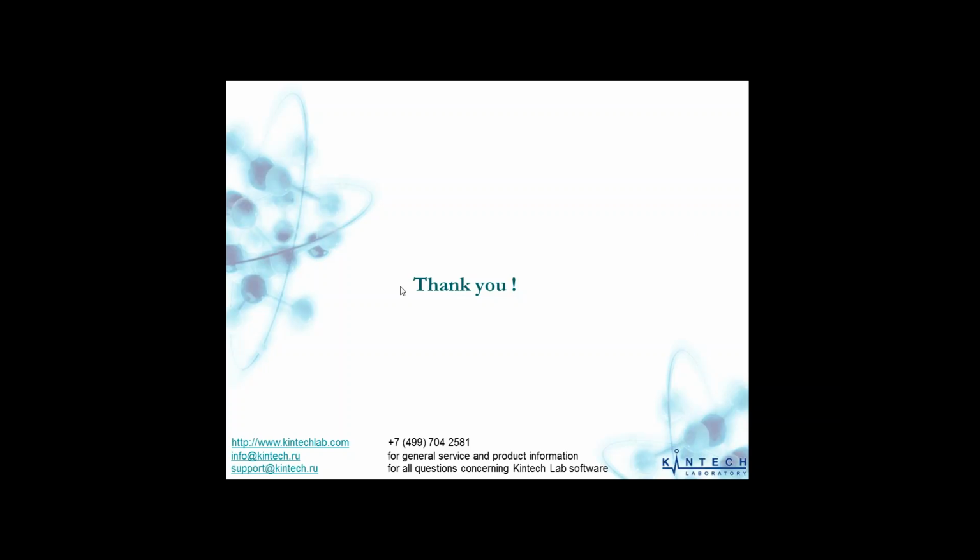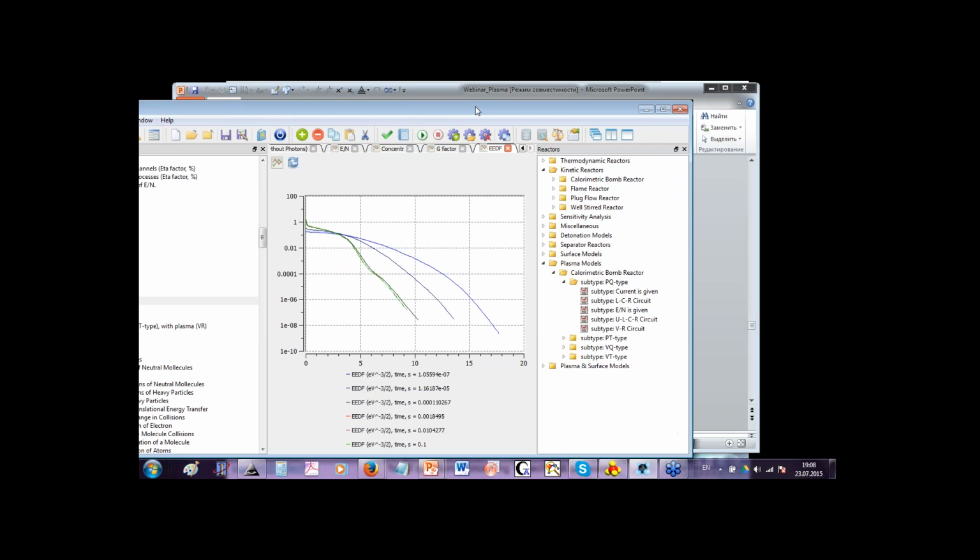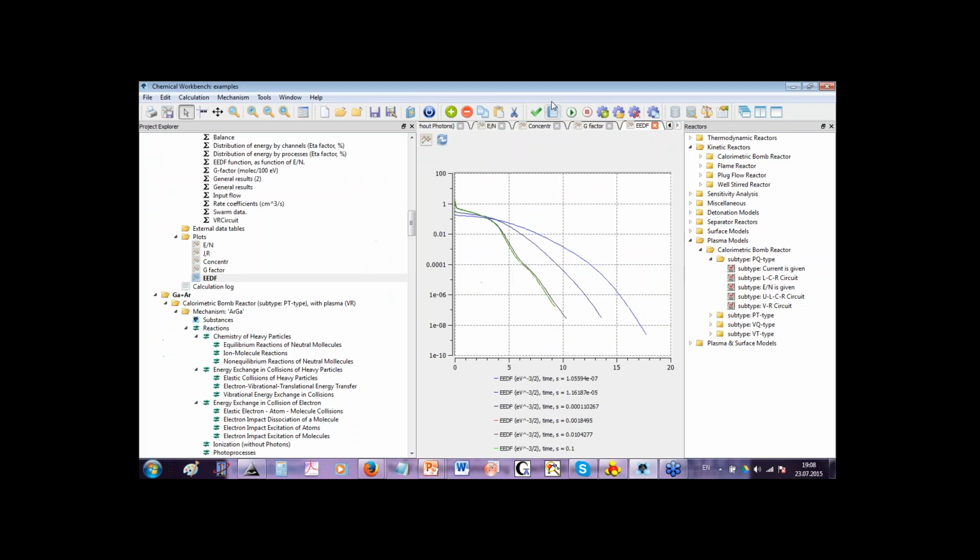I have the following question. I was wondering if there is a separate chemistry model for the chemical vapor deposition plasma system. Yes, there is such a model. I will try to show you in the window of Chemical Workbench.